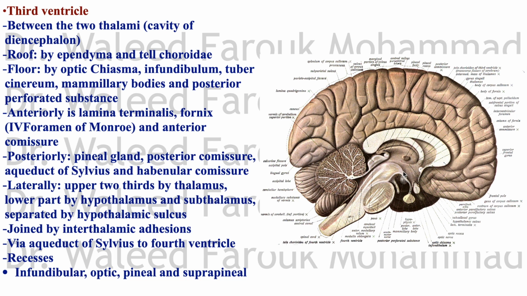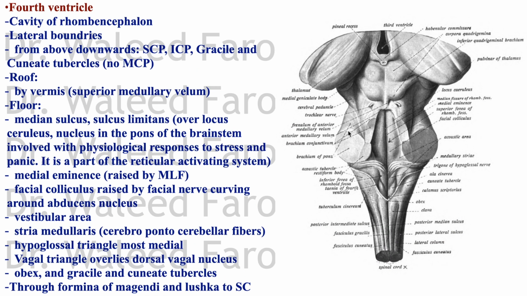Remember, it's the space between the two thalami. The fourth ventricle, this is the fourth ventricle, actually the floor of the fourth ventricle. Posterior view, this is a posterior view of the brainstem. This is midbrain, this is pons, and this is medulla oblongata. And remove the cerebellum so as to reveal the floor of the fourth ventricle.